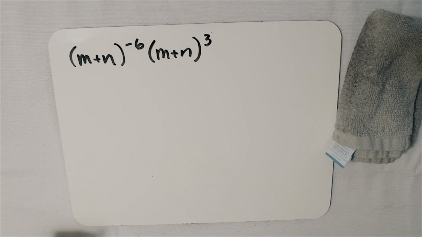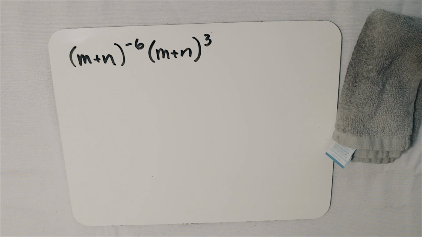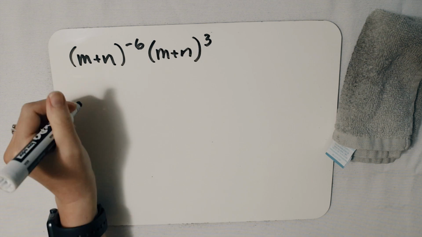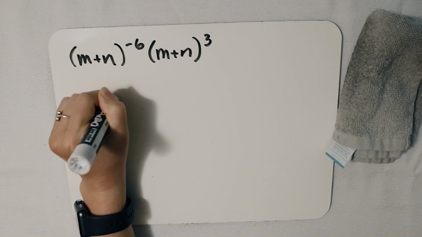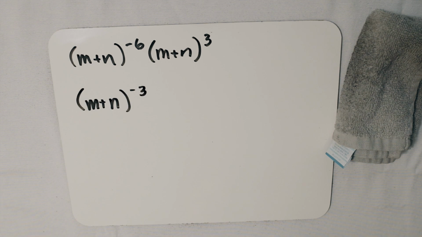Now, remember, these bases are the same. So, with our exponents, we're going to add. Negative 6 plus 3 gives us m plus n to the negative third. Now, this is not our final answer. Remember, the problem tells us to write our answer in terms of positive exponents.